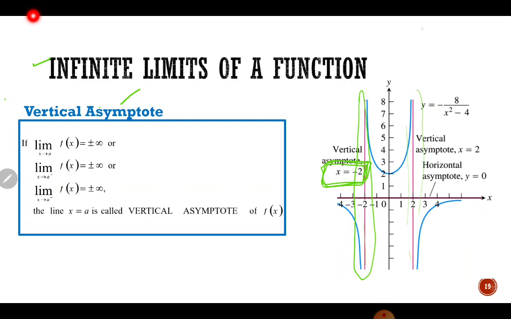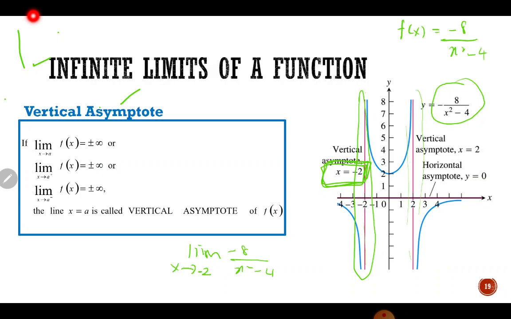Sebabnya kalau you tengok this function kan. Okay. f(x) is equals to -8 over x square minus 4. And then kalau kita kira limit of -8 over x square minus 4 as x approaching 2 ataupun -2 dulu, -2 dia akan dapat -8 over 2 square is 4 tolak 4 kosong kan. So dia akan approach infinity. So this line we call it as vertical asymptote.